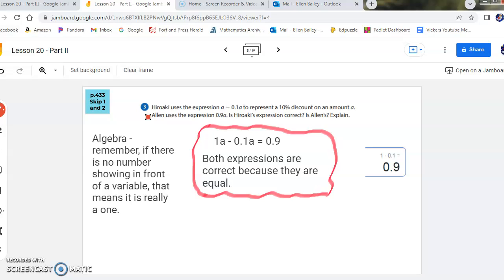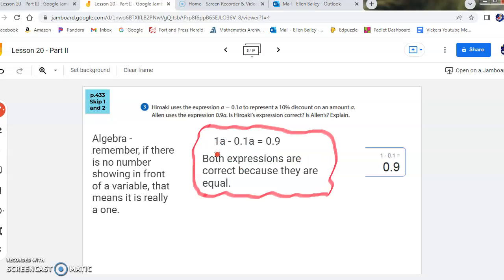Okay, so Hiroaki uses the expression A minus 1/10 of A, or 0.1A, to represent a 10% discount on amount A. Alan uses the expression 9/10 of A, or 0.9A. Is Hiroaki's expression correct? Is Alan's correct? Explain. Well, both expressions are correct. I would like you to write this part that's in the red. Both expressions are correct because they're equal.